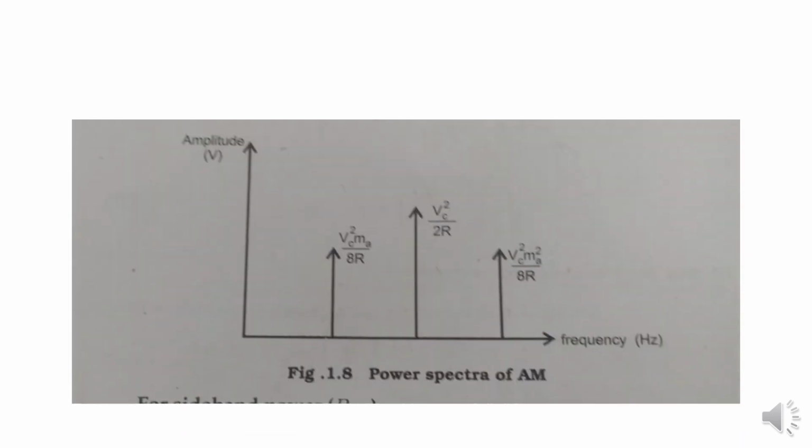This is the power spectrum of amplitude modulation. The graph is drawn between amplitude and frequency. In the center we have the carrier frequency. On the sides we have the upper sideband and the lower sideband.